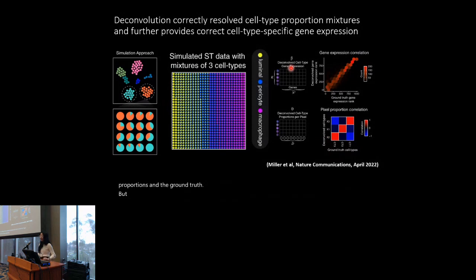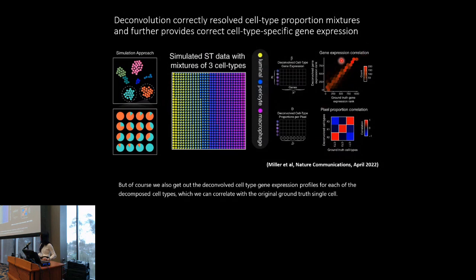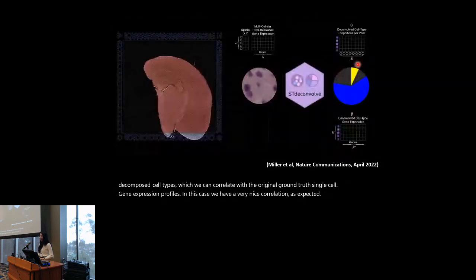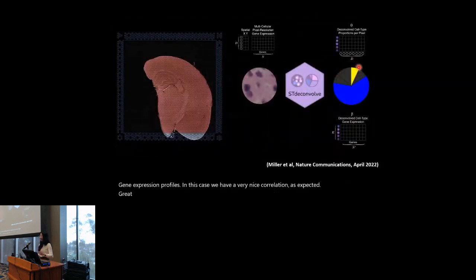But of course, we also get out the deconvolved cell type gene expression profiles for each of the deconvolved cell types, which we can correlate with the original ground truth single cell gene expression profiles. And in this case, we have a very nice correlation as expected. Great. And of course, we can apply this to our real tissues as well.